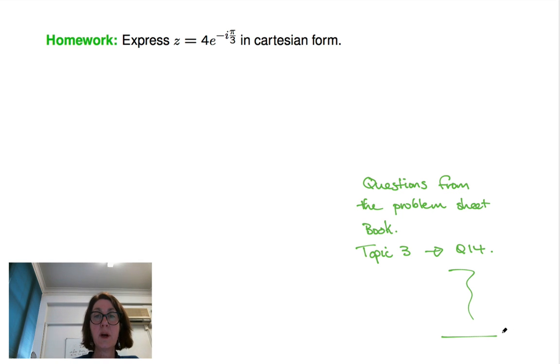And in the next video, we're going to start talking about some properties of the complex exponential. So have fun with complex numbers.